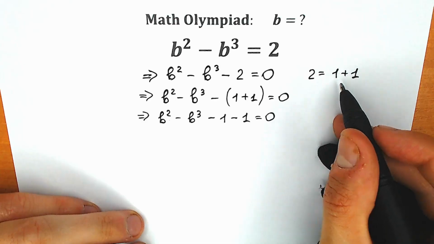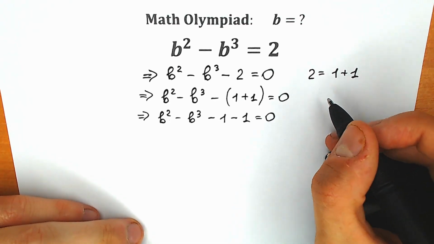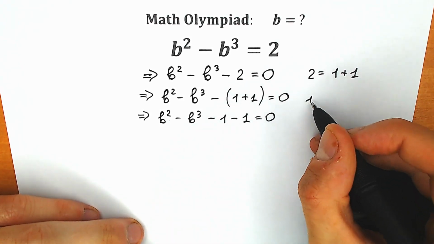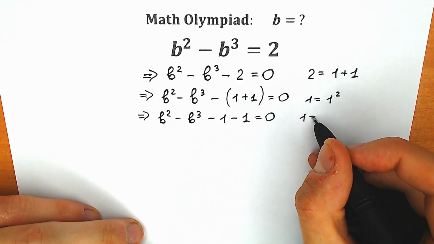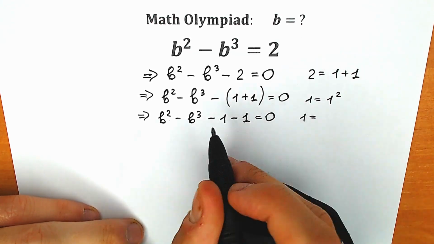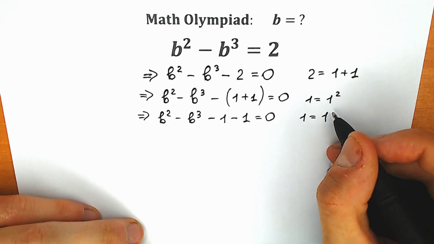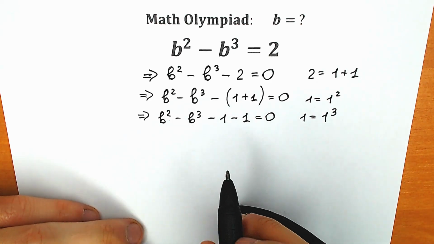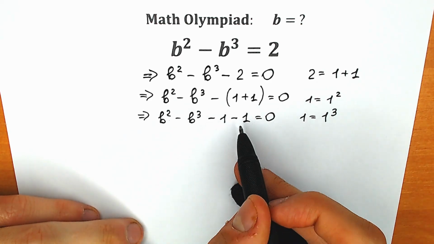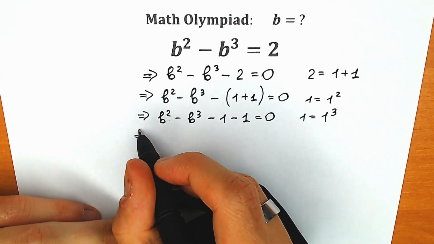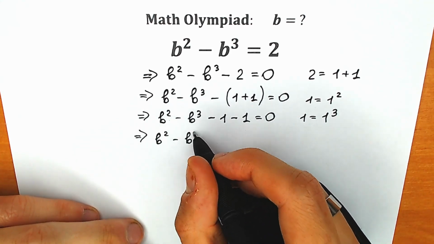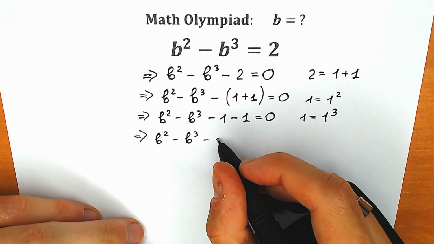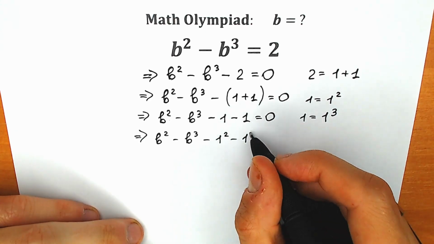And that's why this way is the best for us, because this one, for example, we can express as 1 square, but this one we can express as 1 cube. This is up to you, 1 cube, 1 square, doesn't matter. So let's do it right now. This one we can express as 1 square, this one as 1 cube. So we have b squared minus b cubed minus 1 square and minus 1 cube.